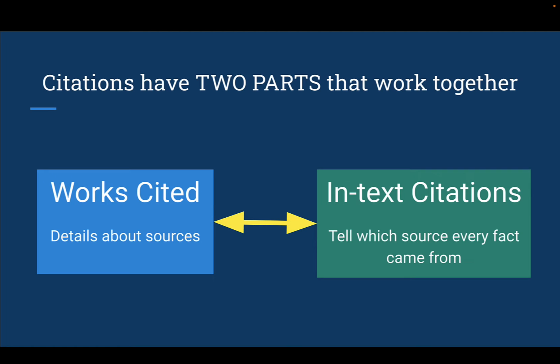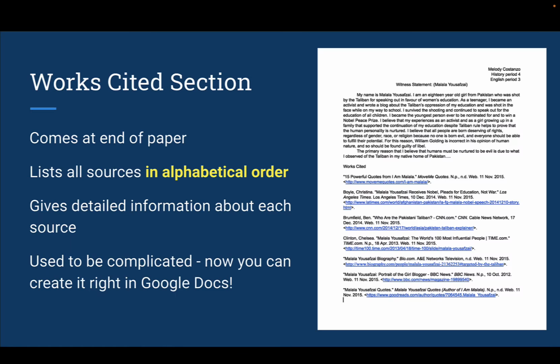Okay, so let's talk citations. There's actually 2 pieces of citations that work together. On one hand, you have the works cited section, which gives details about your sources. On the other hand, you have in-text citations that tell which source every fact came from. And these 2 things work together to show how you got your information. So let's talk works cited section first.